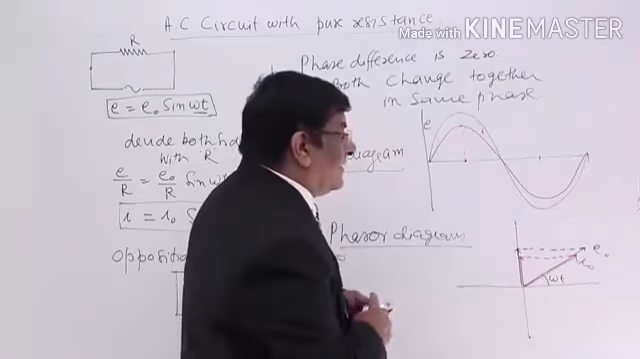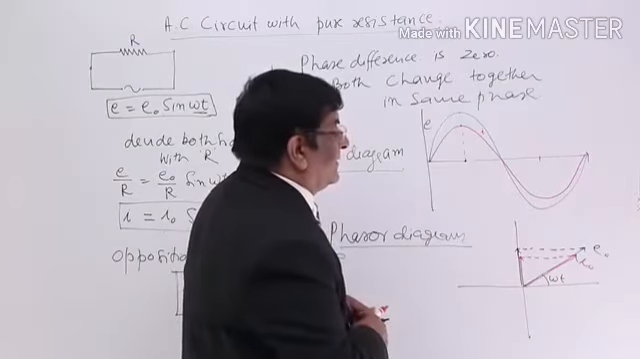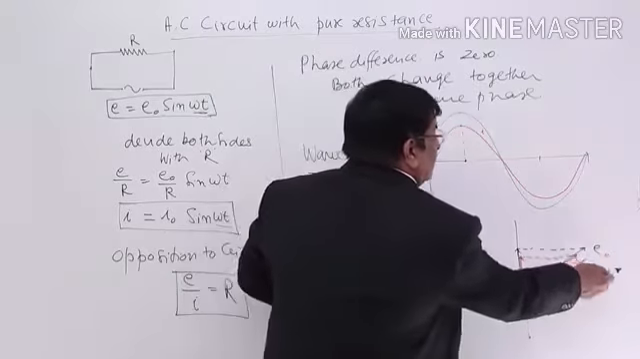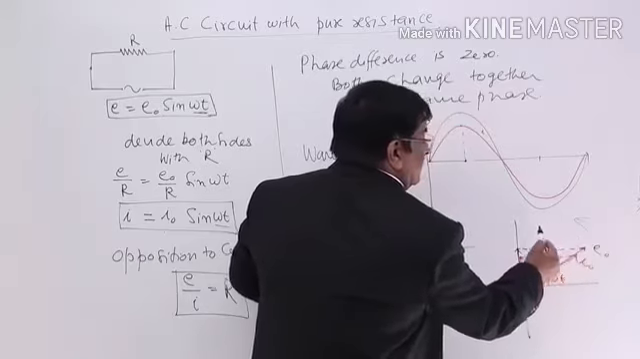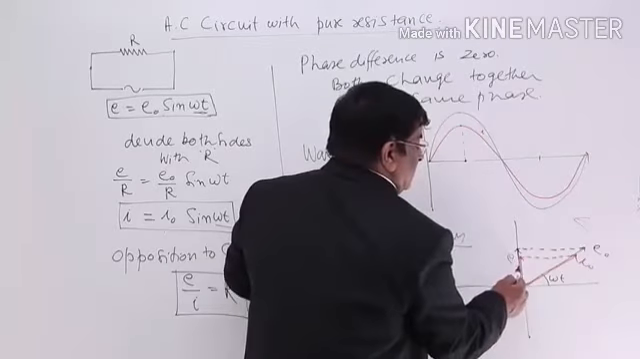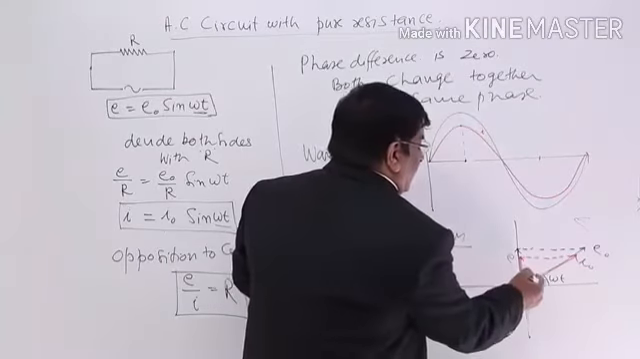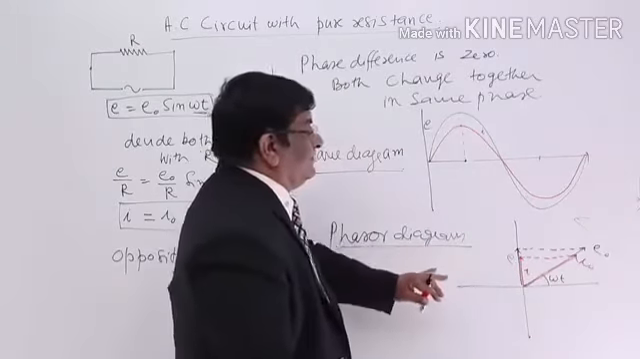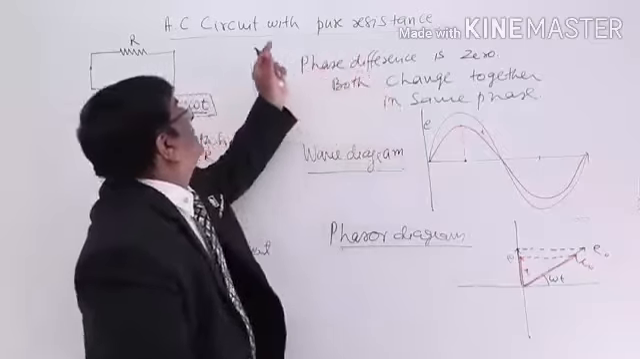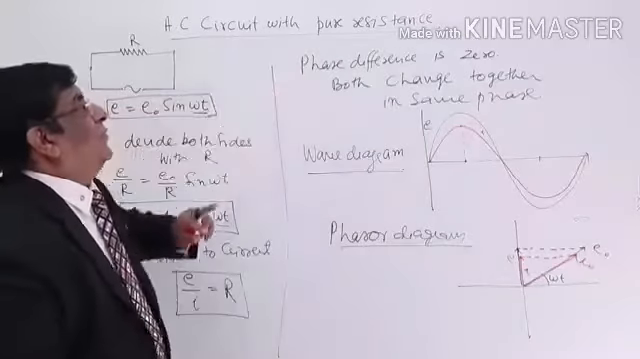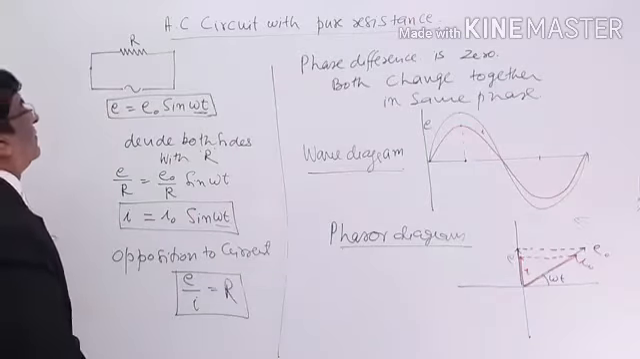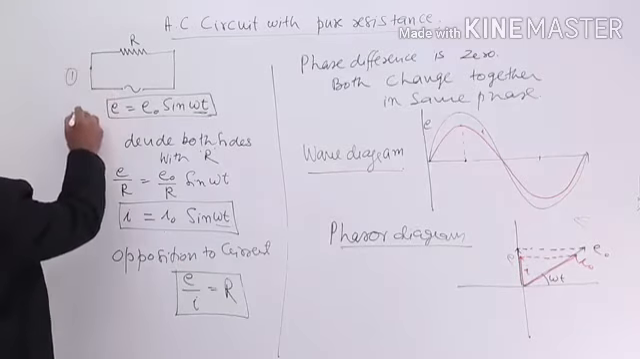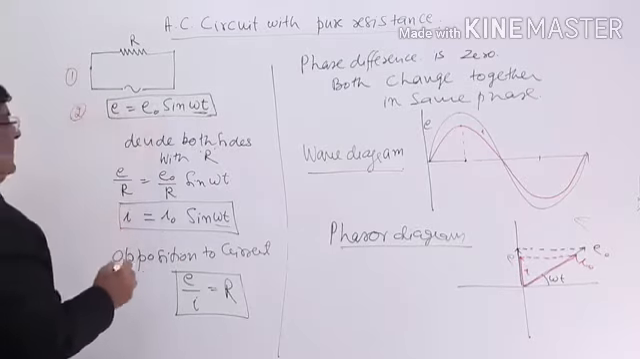This is the phasor diagram. What is the phase difference between the two? 0. What is happening to both? Increasing, decreasing? Answer, E is increasing, I is also increasing, both. So this is the phasor diagram for an AC circuit with pure resistance. So what are the things we have studied? Number 1, diagram. Number 2, equation of EMF.